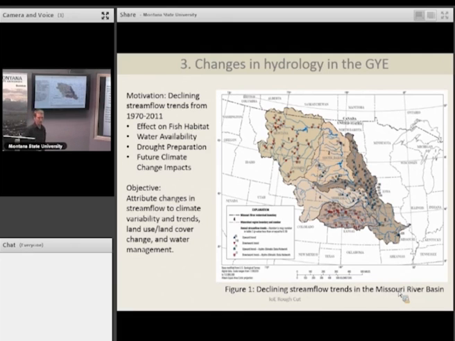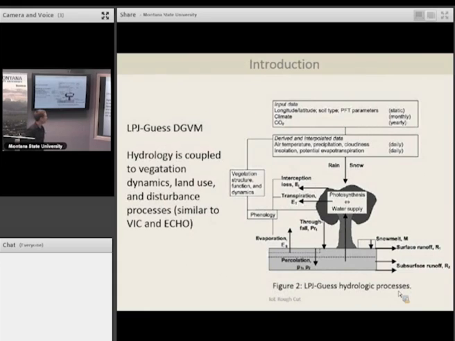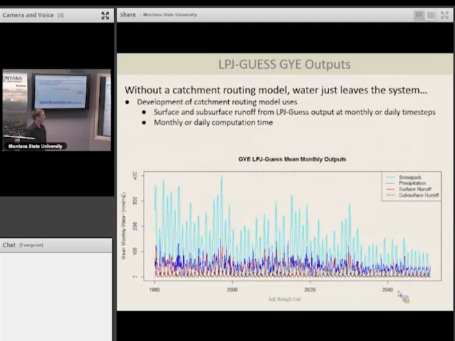And so the LPJ-GUESS GGBM simulates a pretty full suite of hydrologic processes: snow accumulation, rain interception, transpiration, and some of the outputs that we use are surface runoff and subsurface runoff. These hydrologic processes are coupled with vegetation and land use and the different processes that affect that. It's kind of similar to how models like the VIC model, the Variable Infiltration Capacity model, and Mark Monetto's ECHO model work. Currently in the model, water just leaves a grid cell and disappears. And so we developed a catchment-based routing model to try and route this and see those changes.